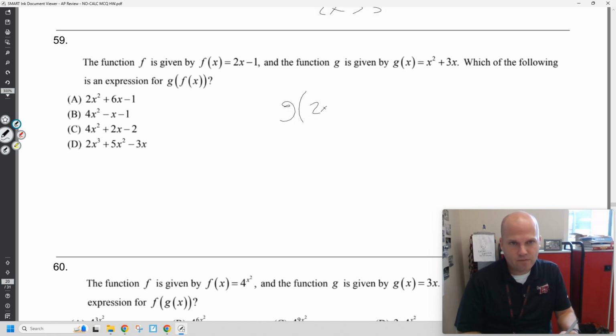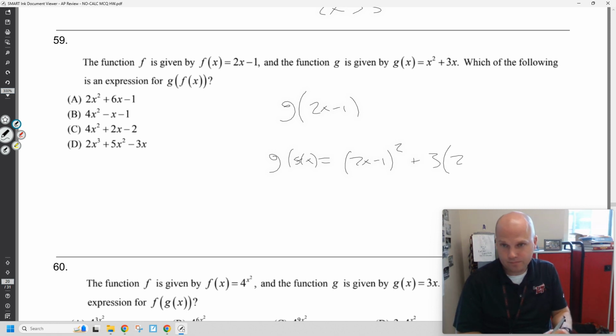g of f of x is 2x minus 1 plugged in wherever x is. 4x squared minus 4x plus 1 plus 6x minus 3.